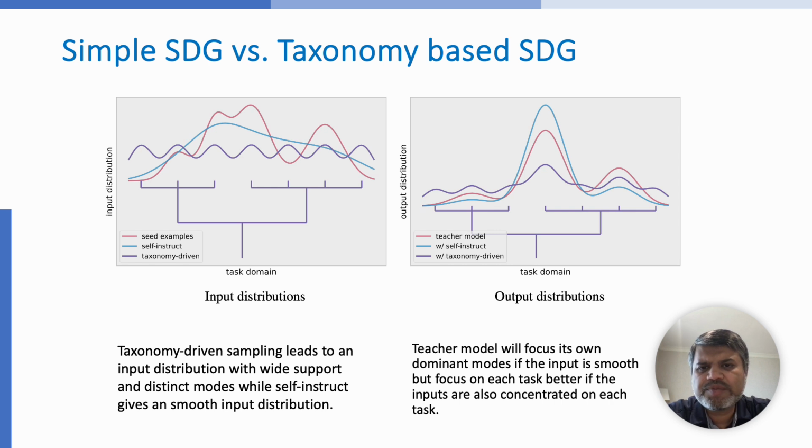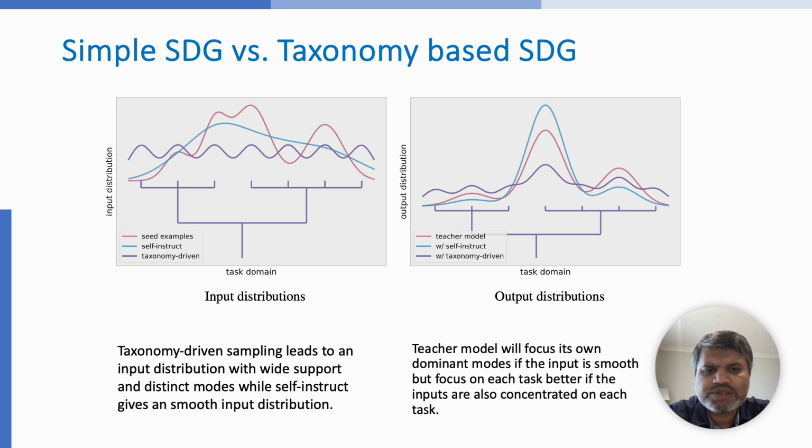So let me talk about intuitively a difference between simple SDG and taxonomy based synthetic data generation. You can see that the input in case of self-instruct is very smooth. On the other hand, if we do taxonomy based input distribution, it's spread across many different domains because we intentionally provide examples in many different domains.